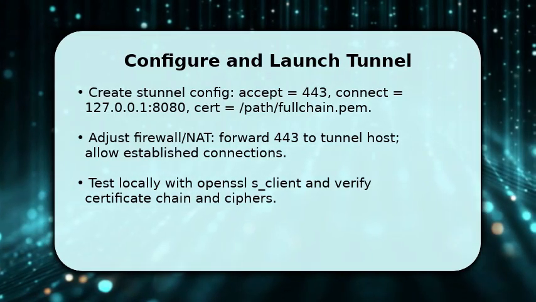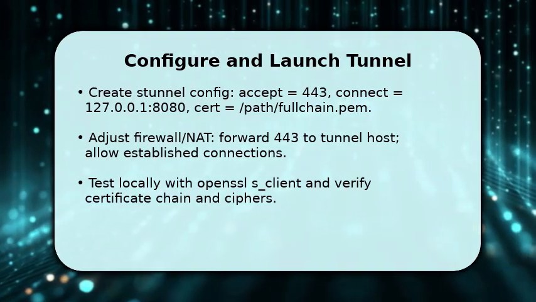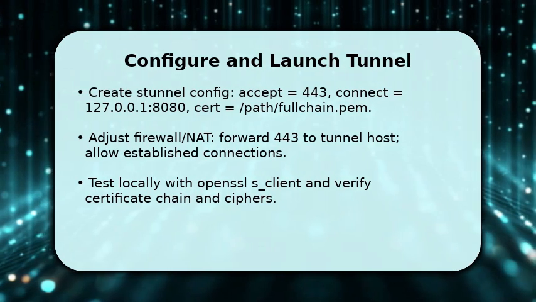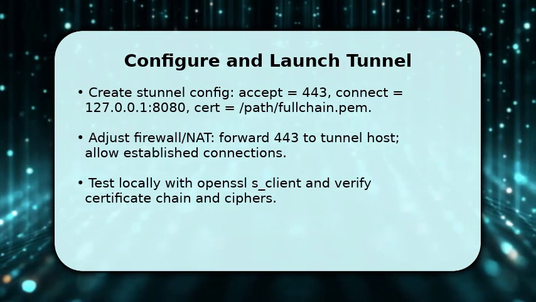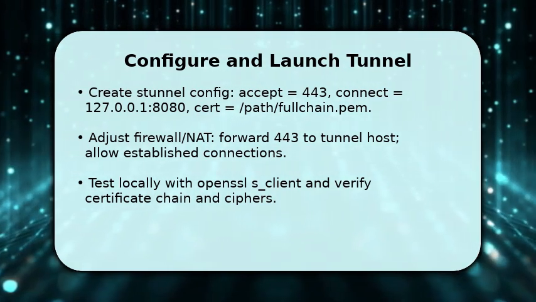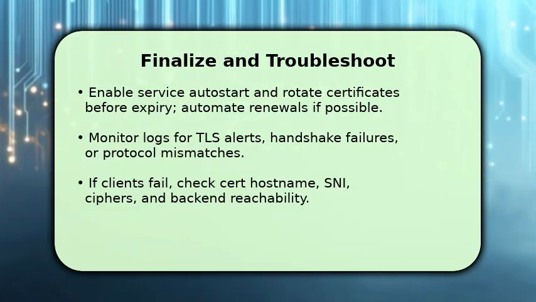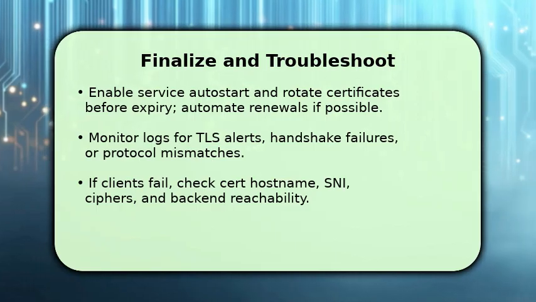If the handshake succeeds, your encrypted tunnel is actively proxying traffic to the internal service. This step proves end-to-end encryption. Finish by making the tunnel resilient and observable. Set the tunnel to auto-start, add monitoring, and automate certificate renewals so you never drop encryption.